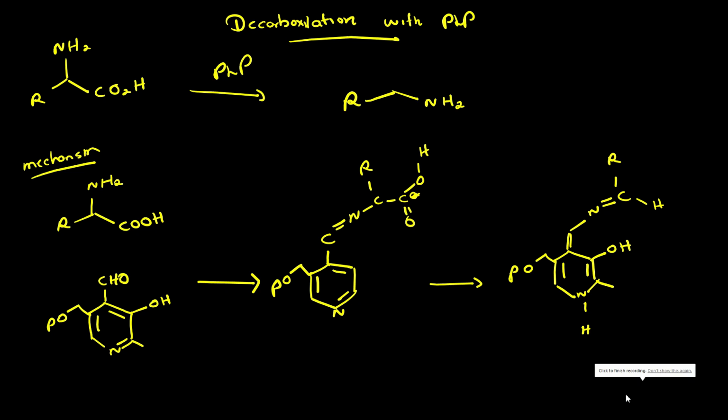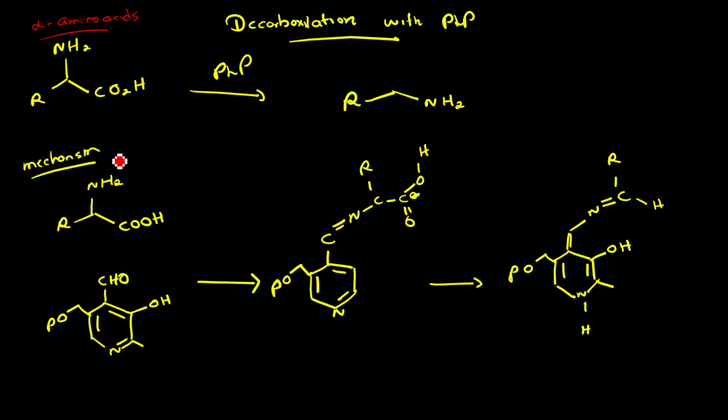So in this video we're going to talk about the decarboxylation with PLP. Here we are going to talk about the alpha amino acids, how these alpha amino acids can process with decarboxylation. So this is basically the reaction, right? We are using PLP and enzymes to remove this carboxyl part, so we can obtain an amine like this.